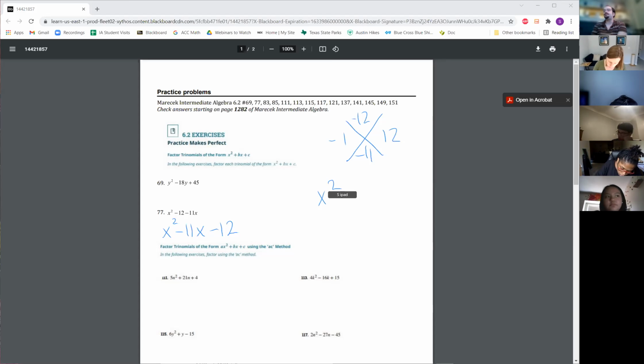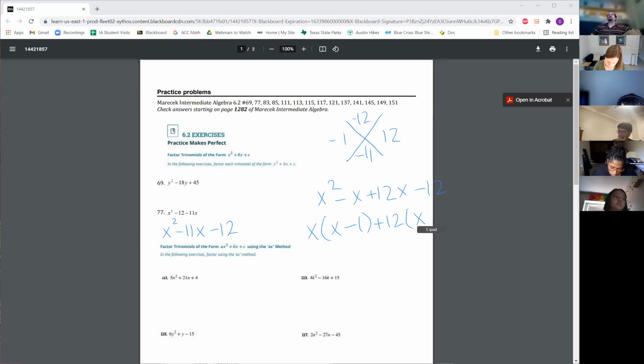And then did you break up the middle term or did you just fill it in? I just filled it in. Okay, I'll break it up just because that's how we did it in the video. And then look, x minus 1 is in both terms. So I'm going to GCF factor out x minus 1. And then I'm left with x plus 12. Is that what you got, Alondra? Yeah. Okay, cool. Any questions on that one?